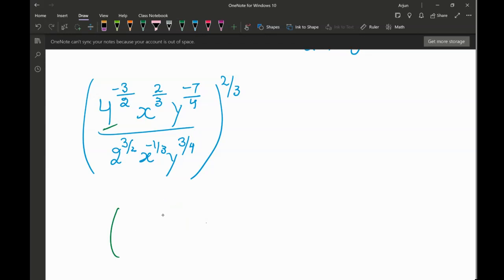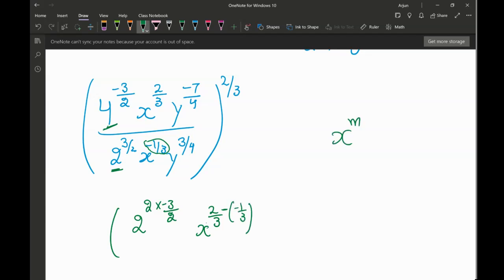Actually, I have to write it, because this is 2, this is 4, and I can't do anything. 2 raised to the power 2 times negative 3 over 2, and this is x to the power of 2 over 3 plus, because this is minus on the bottom here, this will go on top and become minus and minus plus, so something like minus 1 over 3 when you take it on top. So it's like x raised to power m divided by x raised to power n, what you write is x raised to power m minus n. That's what I'm doing. So same thing I'm going to do on the next one.